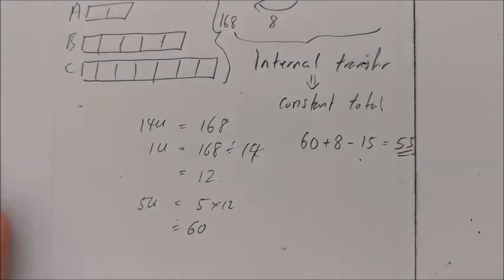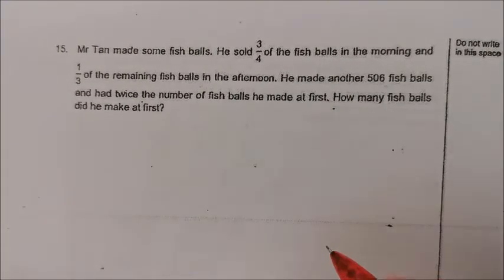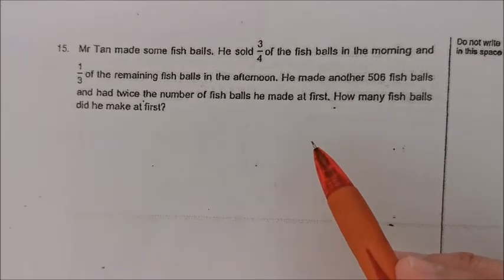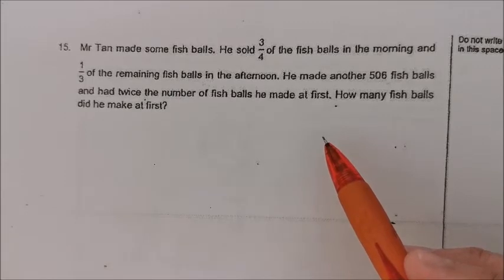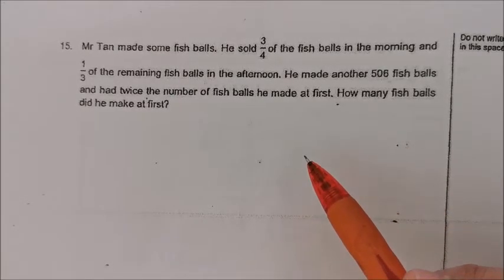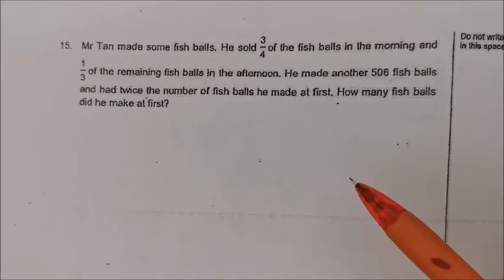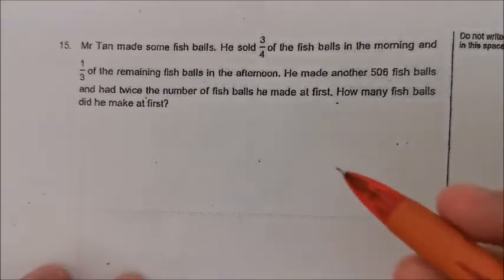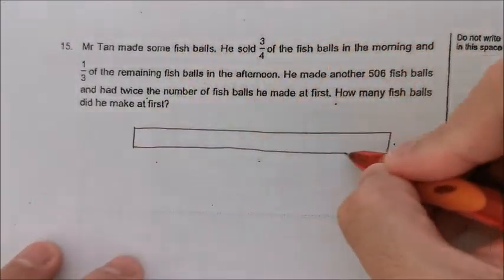Okay, that's the answer. Okay, question 15. Mr. Tan made some fish balls. He sold 3/4 of the fish balls in the morning and 1/3 of the remaining fish balls in the afternoon. He made another 506 fish balls and had twice the number of fish balls he made at first. So how many fish balls did he make at first? Okay guys, this is a typical layering method. Okay, so it goes like this.